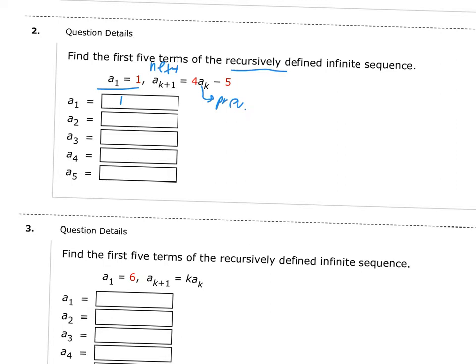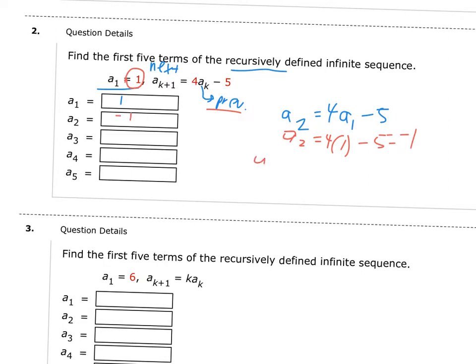And so every time I go on to the next term, so when I do a sub 2 here, now that k plus 1 is 2, that's really saying 4 times a sub 1 minus 5. And so you can see what I mean when it says take that previous term, multiply it by 4, and then subtract 5. So in this case, a sub 2 is going to equal 4 times 1 minus 5. And how I got that 1, once again, is just taking that previous term that I had back here. So this one's going to come out to negative 1.